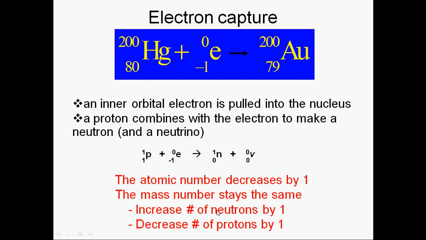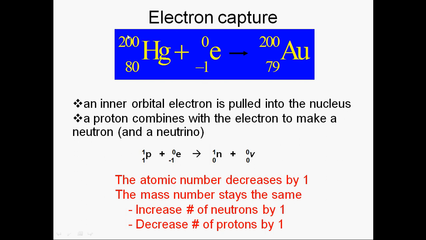Okay. Now, key idea for this type of equation is that our atomic number is going to decrease by 1 because we've taken one of our protons and turned it into a neutron with the addition of an electron. But the mass number stays the same. Now, if you look here, what's kind of nice is we can check our work by checking to make sure our top numbers are conserved on both sides and our bottom numbers are conserved on both sides.